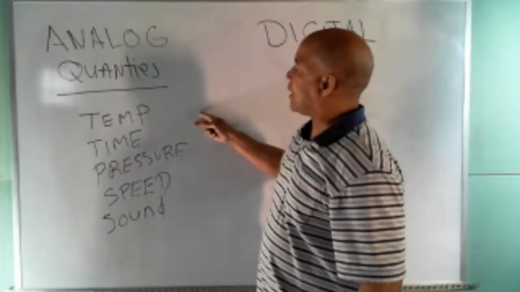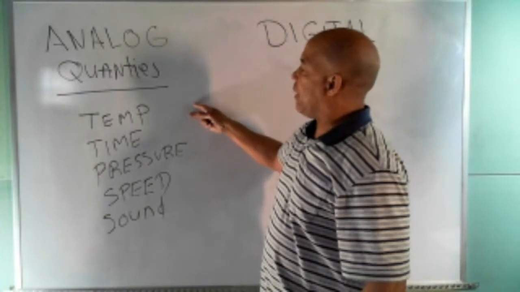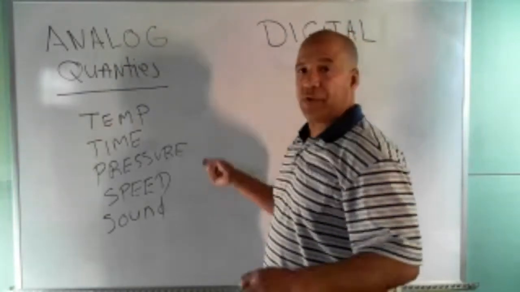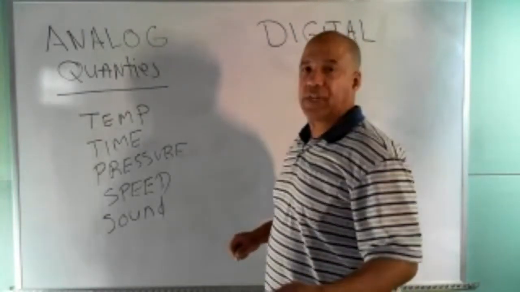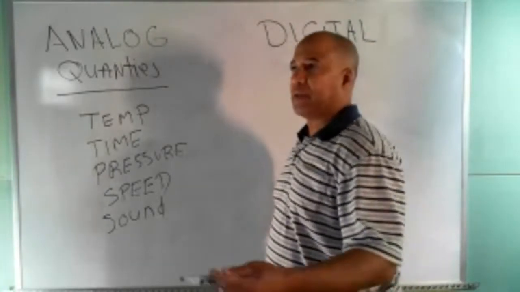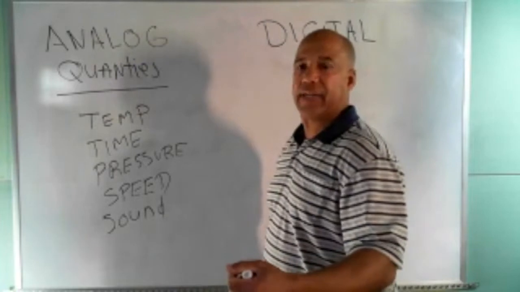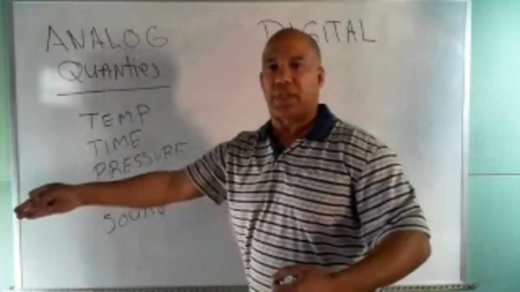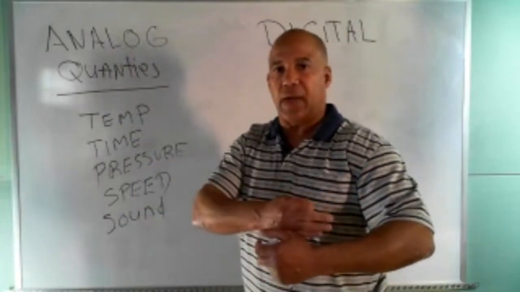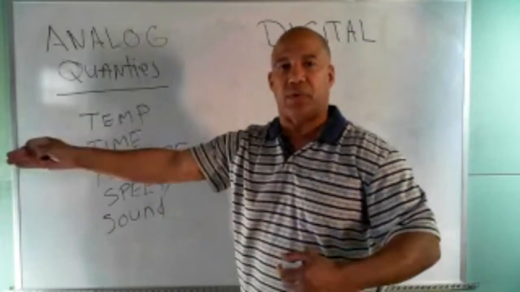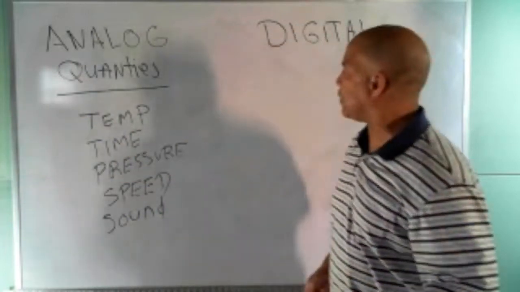These physical quantities vary continuously. They don't jump from one value to another. So if I take a temperature measurement and it's, let's say, 68 degrees, it doesn't jump over to 69 degrees. It goes through an infinite number of values. It gets up to a higher temperature.